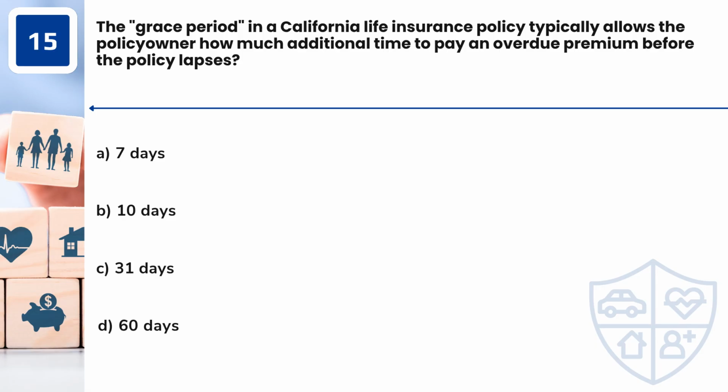Question 15. The grace period in a California life insurance policy typically allows the policy owner how much additional time to pay an overdue premium before the policy lapses? A. 7 days. B. 10 days. C. 31 days. D. 60 days.